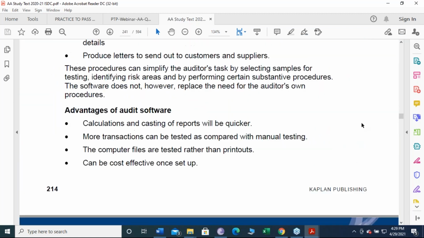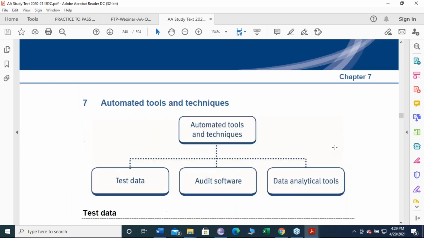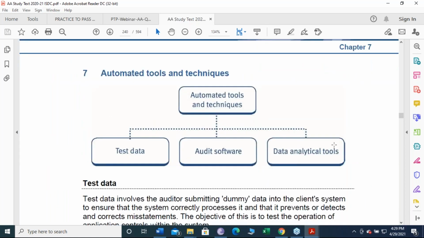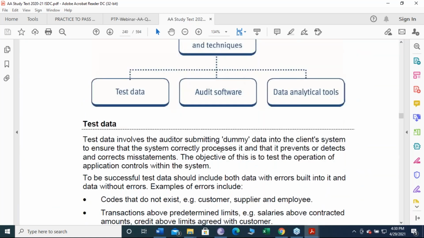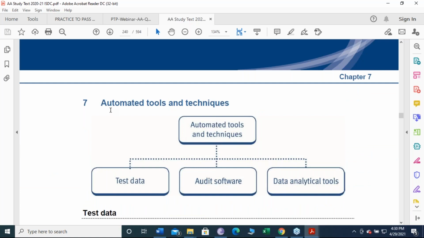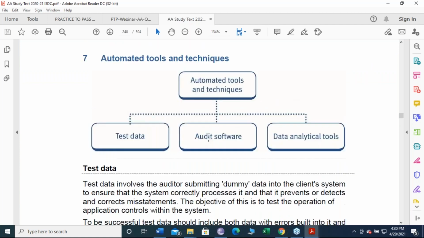Okay, before we move on to another question, let's try to hit another question. But because we have got time, let's explore a little topic which might be examined in the upcoming attempt, and it's called computer assisted audit techniques, also known as CATs. So computer assisted audit techniques or automated tools and techniques. So there are a couple of techniques, or three techniques, which are used using computers.